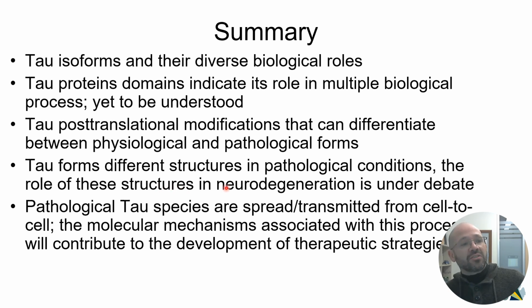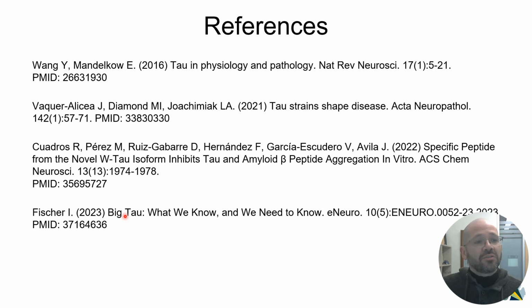In pathological conditions, the isoforms are different and they go into these structures, and how oligomers are more toxic than neurofibrillary tangles still requires further study. And the pathological tau species and how they are spread and transmitted from cell to cell is something that, if we understood, will revolutionize how we can treat these diseases in the future. With that, there are a few references that you should look at if you want further details, which will guide you for further information, and then go into more detail on the nuances of tau later on.